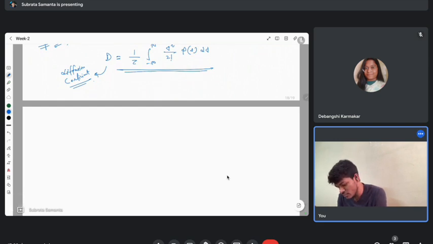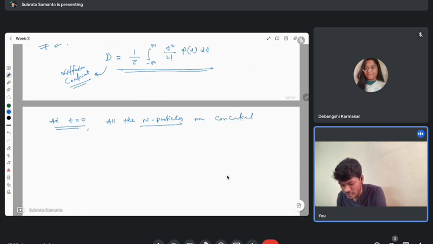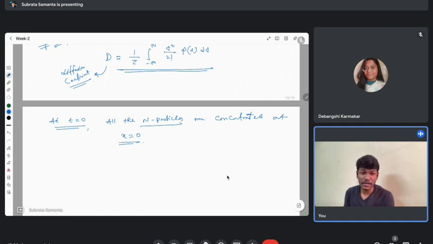Let's consider at t equals 0, all the particles are concentrated at x equals 0. So at t equals 0, we are considering N particles, and the N particles are concentrated at x equals 0. That means at later times the particles try to diffuse. First consider the particles concentrated at x equals 0, and then when time evolves, the particles are going to diffuse.